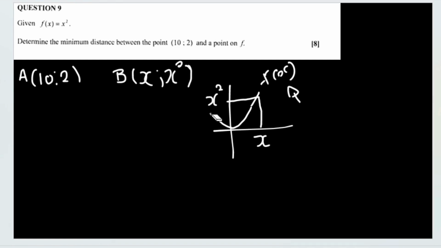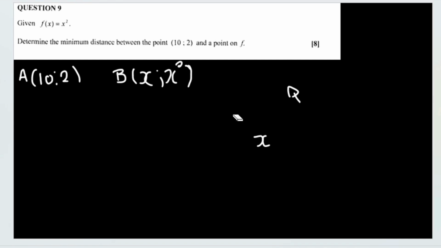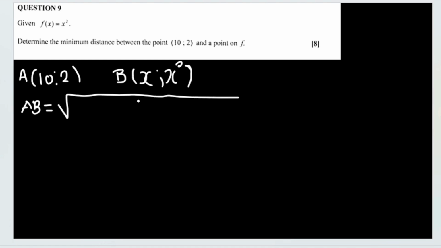So by now I have the 2 points. What do I need to do? I need to give the distance between them. So the distance AB is equal to the radical sign.